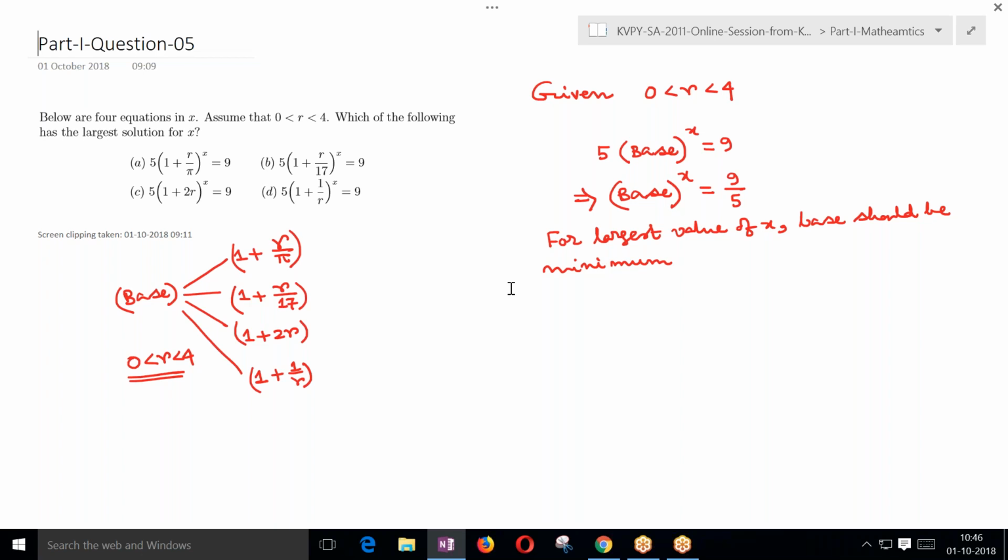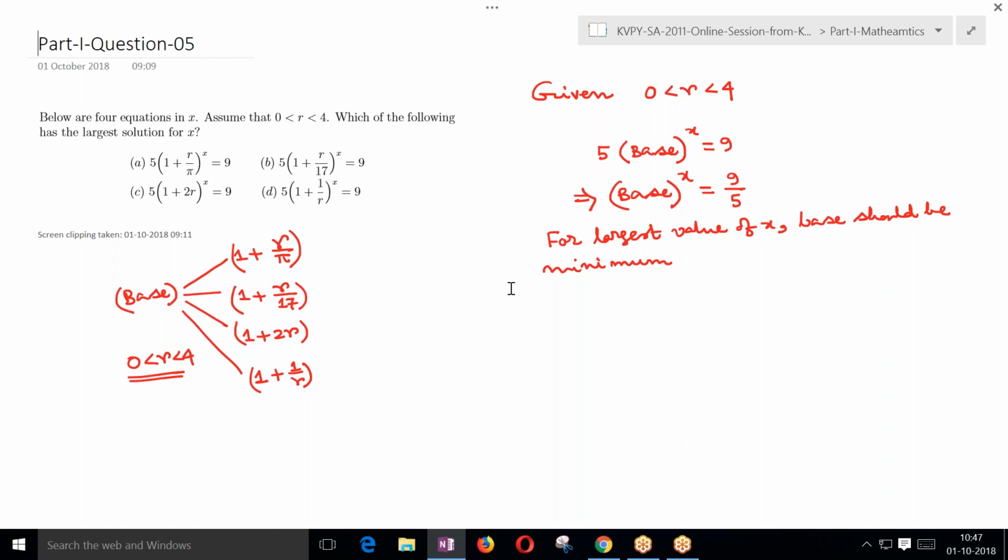The question says: below are 4 equations for x. Assume that 0 < r < 4, which of the following has the largest solution for x? One way of finding the solution is to solve each and every option, but that is a very cumbersome task. So we need to think of some other, efficient way, and we found that 5 into something power x is equal to 9. That's why we are writing 5 into base power x is equal to 9.